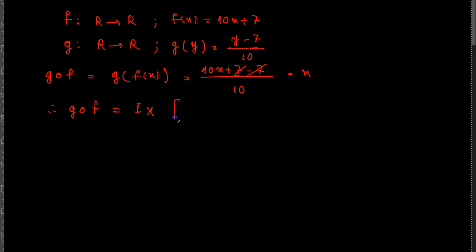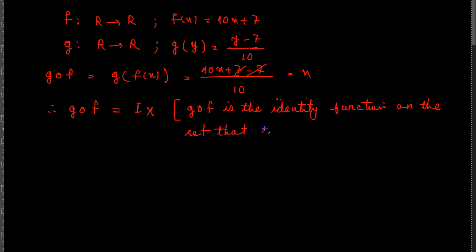That means that g o f is the identity function on the set that is the domain of f, I'm sorry, the domain of f, right? So g o f is equal to the identity function.